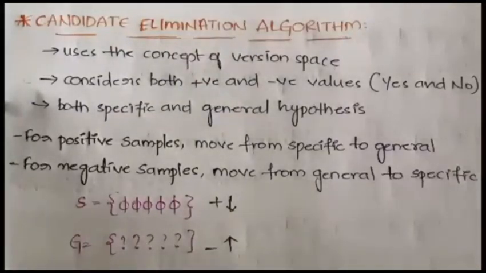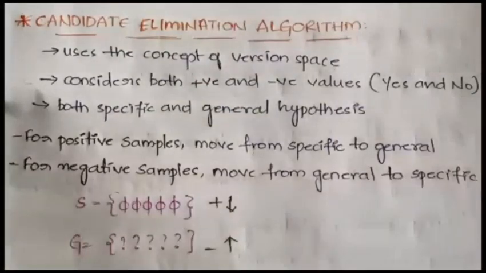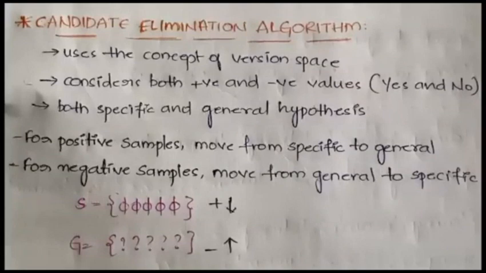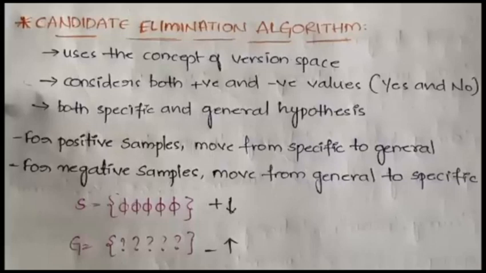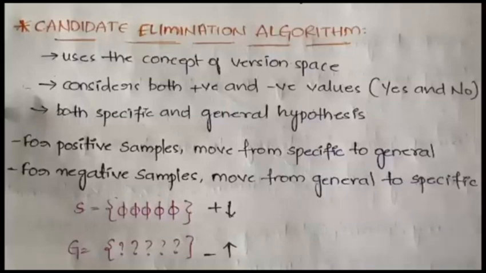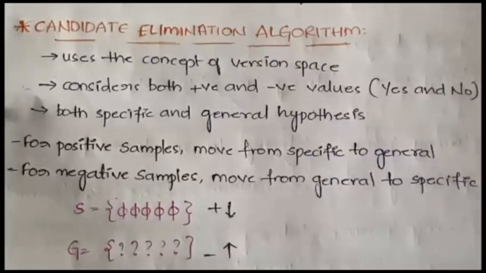Let's start the session. Candidate elimination algorithm is a concept learning algorithm that finds all the hypotheses consistent with the given training examples by maintaining a specific boundary and a general boundary, together forming the version space. It uses the concept of version space, and it considers both positive and negative values, either yes or no.